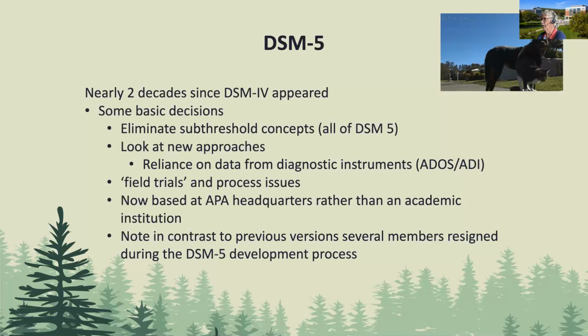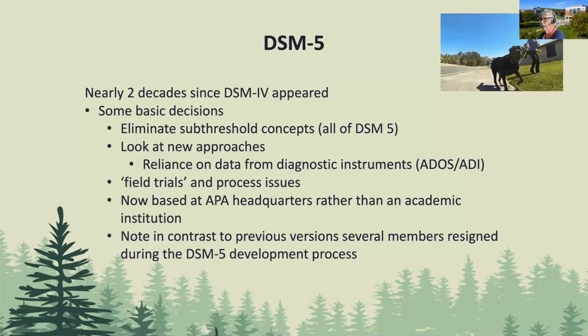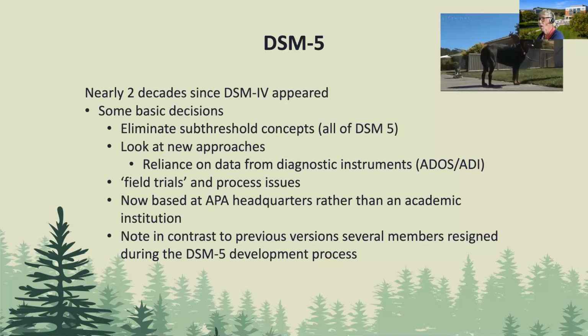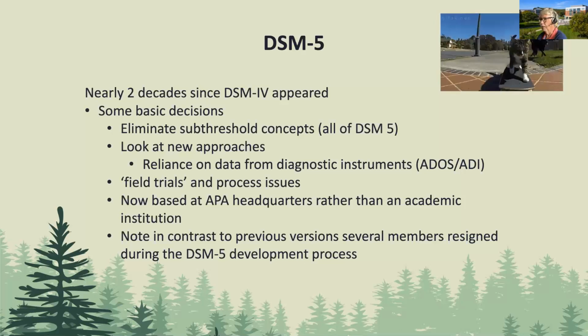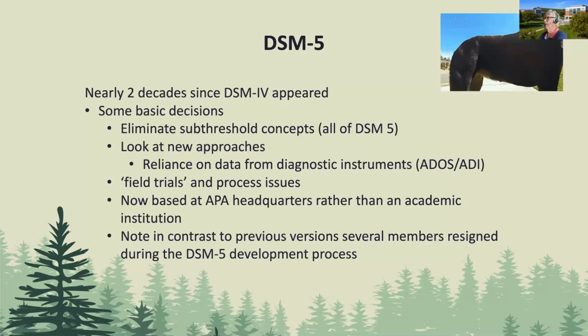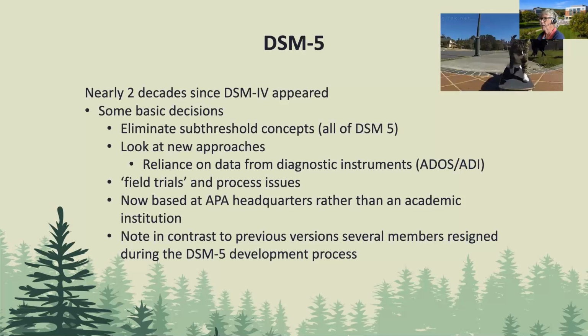These are instruments that you have to really have several days of training to become reliable in using, and using those data to derive criteria. There was a field trial, but I put it in quotes because it really looked more at reliability, not so much at the broader context of how things worked in the real world. Also, the field trial was based at APA headquarters rather than an academic institution, which sort of speaks to some of the issues involved. And in contrast to previous versions of the DSM, several members of the original panel resigned during the DSM-5 development process, basically protesting the fact that they thought things had gone awry, and I was one of those members.